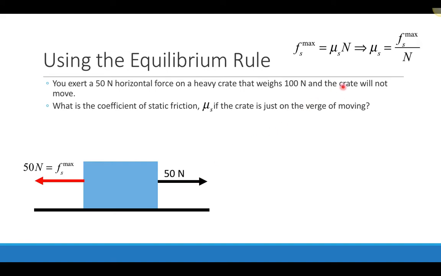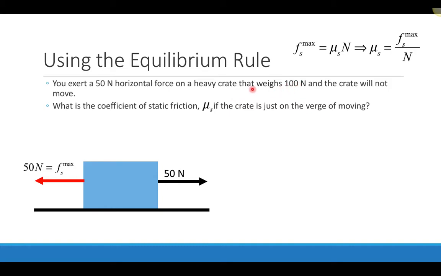And I know that the maximum amount of static friction depends on the coefficient of static friction and the normal force. So if I want to find out what this coefficient of static friction is, I can solve by dividing both sides by the normal force, and I know that the static frictional force divided by the normal force will tell me the coefficient of friction. So as of right now, I know what the frictional force is, it's 50, but I don't know what the normal force is.